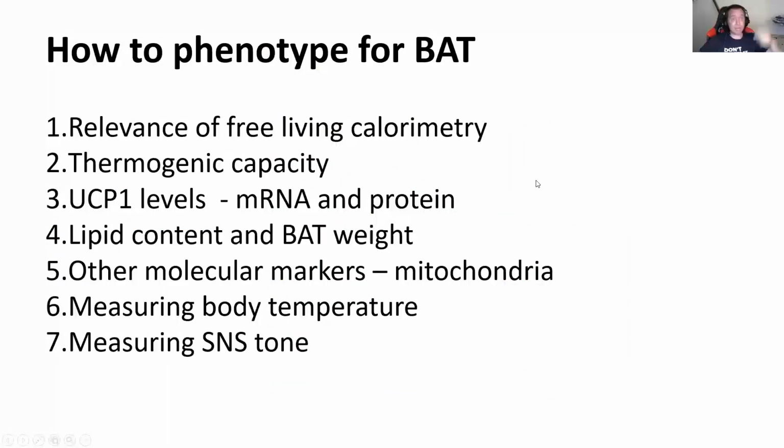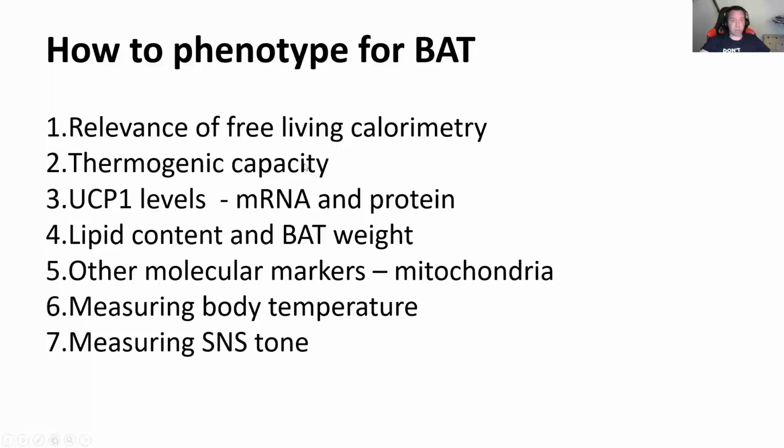So how to phenotype for BAT? We're going to talk about the relevance of free living calorimetry, and the short story is free living calorimetry is not a good readout for thermogenesis and certainly not for BAT activity. That's going to take up probably about the first half of our talk: how not to phenotype for BAT. But I think it's important to understand this because it gets misconstrued a lot in the literature. Just because your mouse is showing hypermetabolism, something we covered in the first lecture, it doesn't mean it's caused by BAT.